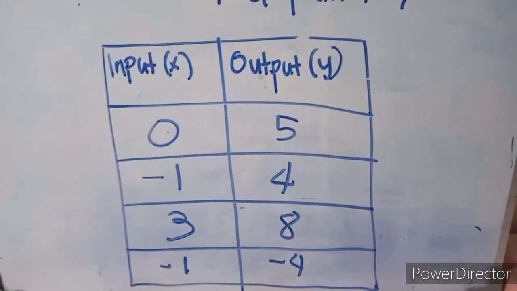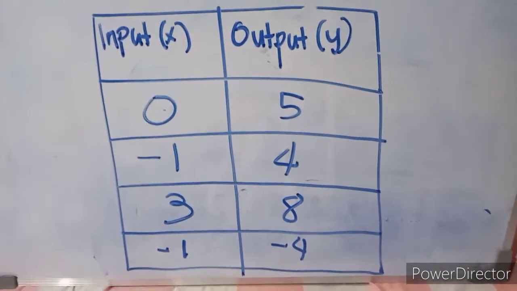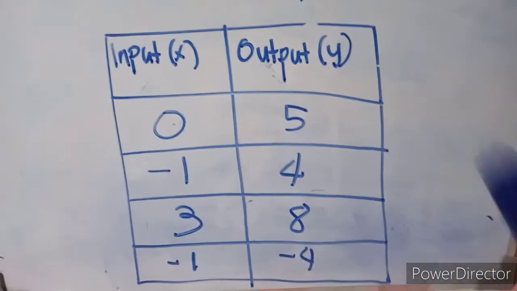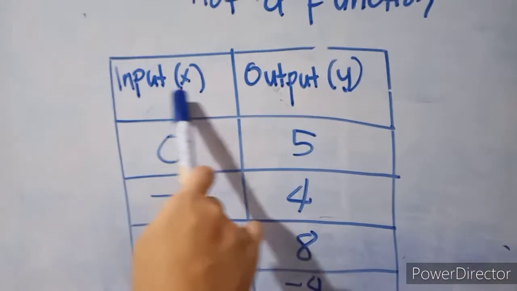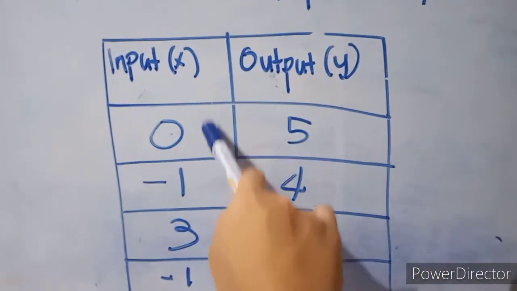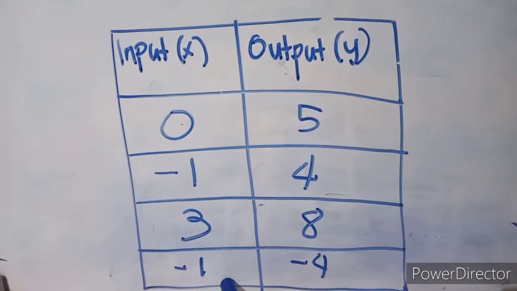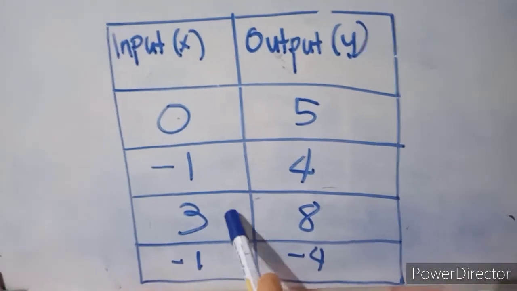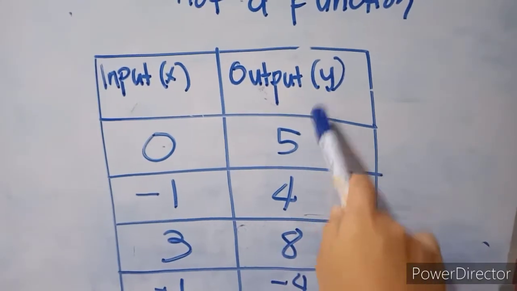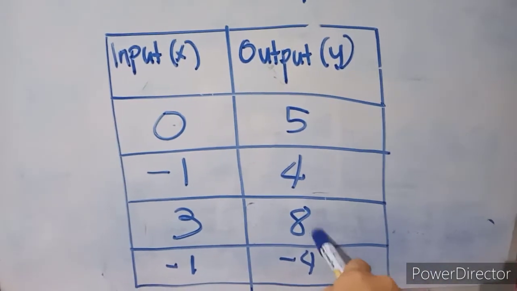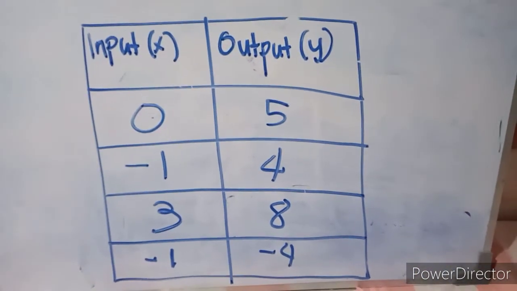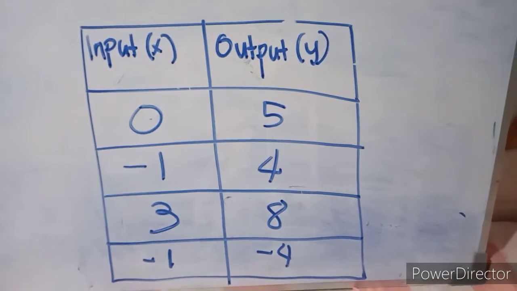Now, we have this set of values in a table. This is our input or x, output, and y values. So lahat dyan in a column, we have 0, -1, 3, and -1. Ito yung x values natin. Sa output y, lahat yan sa baba, 5, 4, 8, -4. This is our y values. How are you going to identify if this is a function or not a function?